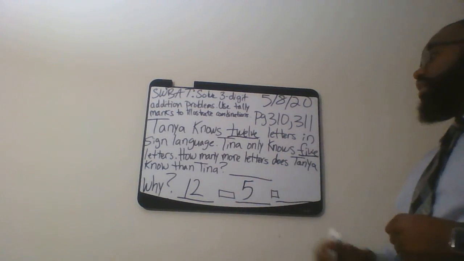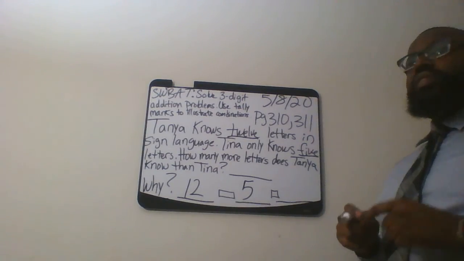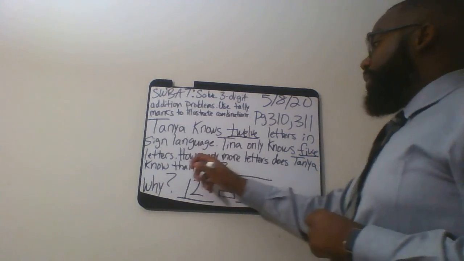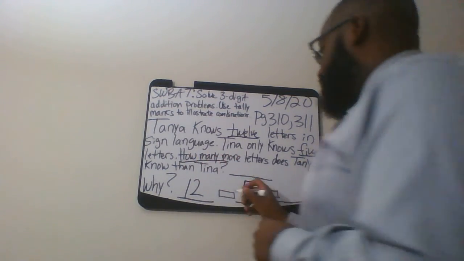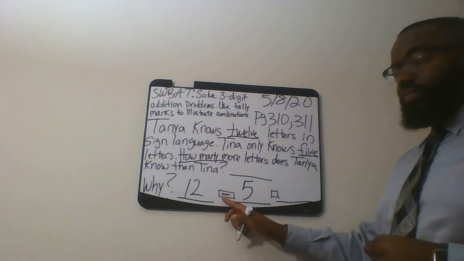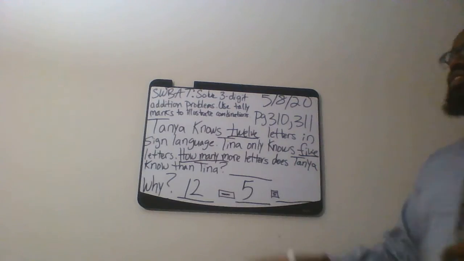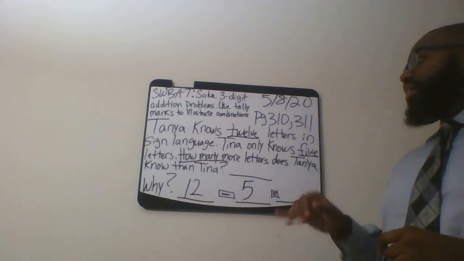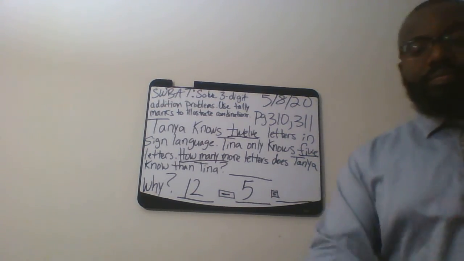So let's go to the last sentence. It says how many more letters does Tanya know than Tina? How many more? From that, we can tell that's a subtraction problem. So minus sign there, and then your equal sign here. So whatever the answer to 12 minus 5 is, that will give you an answer for there and there. That will tell you how many more letters Tanya knows than Tina.